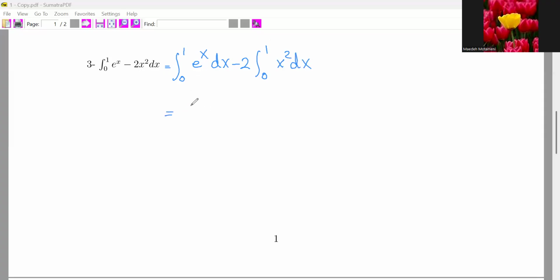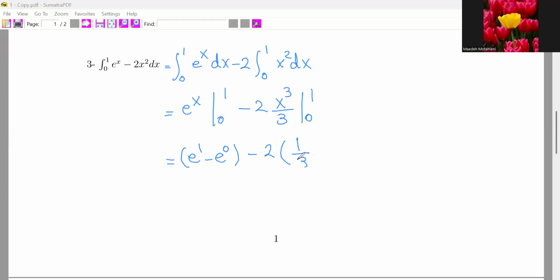The integral of e to the x is just itself from 0 to 1, minus 2 times the integral of x squared, which will be x cubed over 3 from 0 to 1, or you may write them all together. So if you would write e to 1 minus e to 0 for the first one, negative 2 times we would write 1 over 3 minus 0 for the second one, and altogether, since we know that e to 0 is 1, we're left with e minus 5 over 3 for this one.